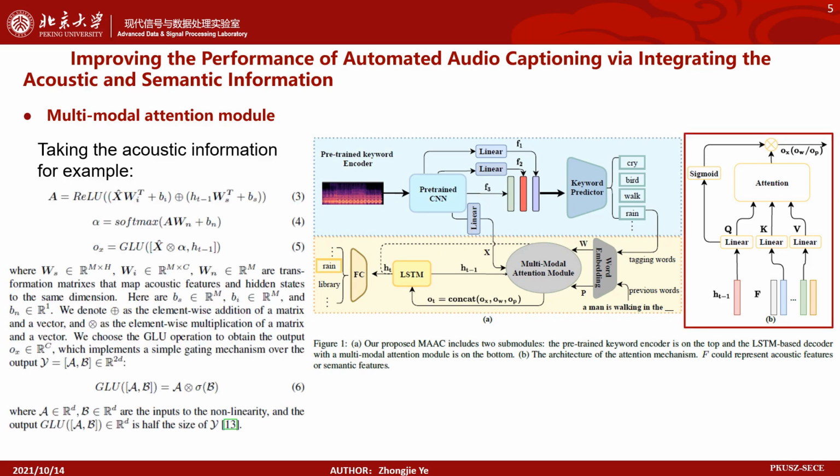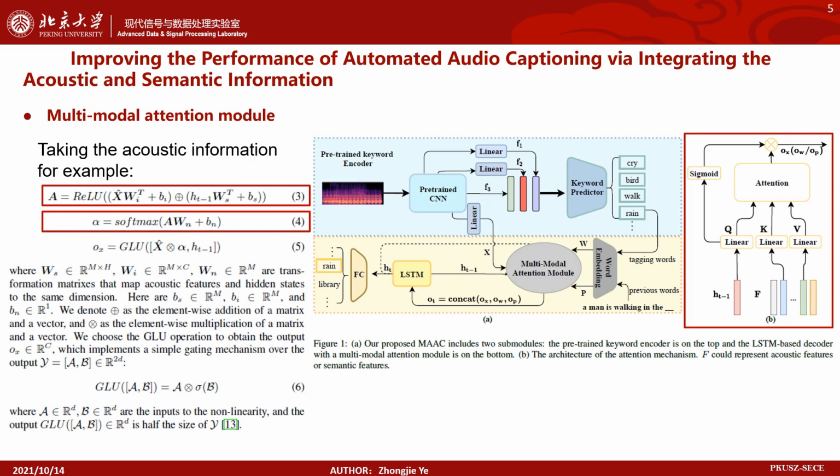Taking the acoustic information, for example, given the last hidden state and acoustic features, we use an additive attention mechanism to get the attention distributions alpha of acoustic features in the time dimension. Then, the gated linear unit is applied to the output of the attention mechanism to get the final output.